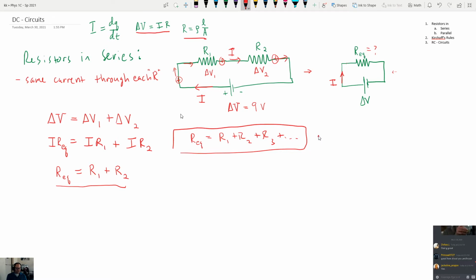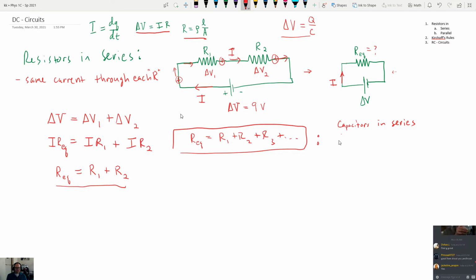Just as a comparison, when we did this with capacitors, this isn't quite how we did it. For capacitors, just to remind you, delta V was equal to the charge on the capacitor divided by C. Compare these two equations here: you have R to the first power and you have C to the negative 1 power down here.